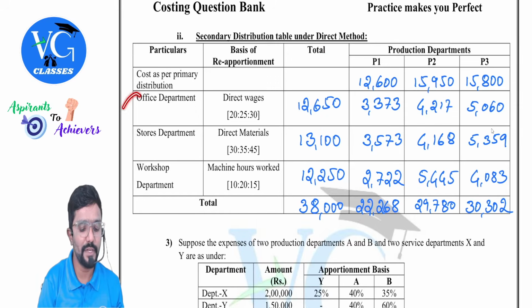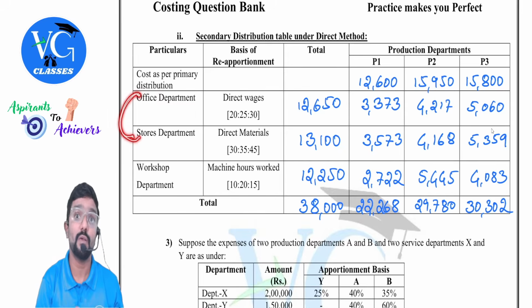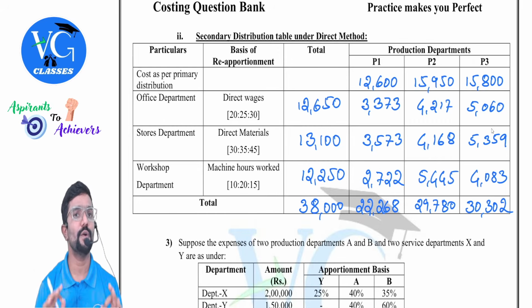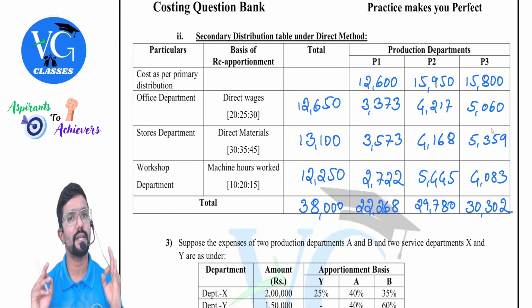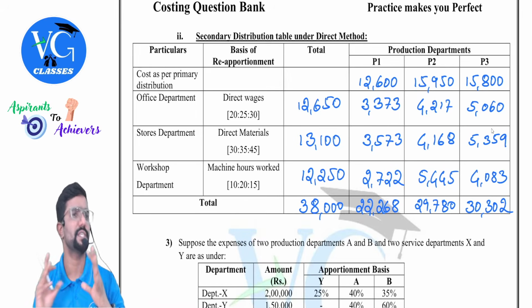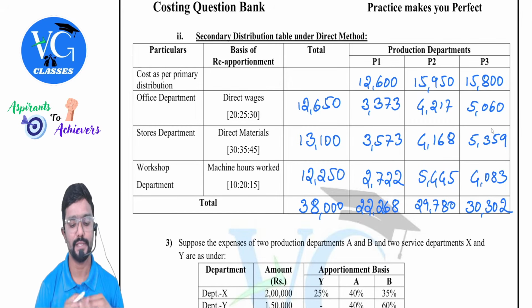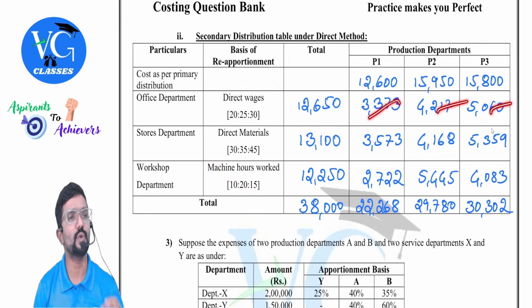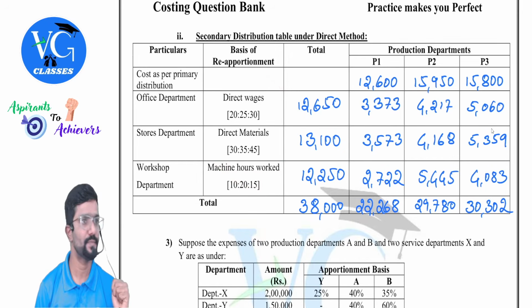Sir, is office giving service to stores? No. Is stores giving services to office? No. Sir, what if they are giving? Then we have other methods to redistribute. Clear? So here I repeat, we can follow the direct method only when service departments are giving services only to production departments. So select a suitable basis and reapportion the service department cost only to production departments.